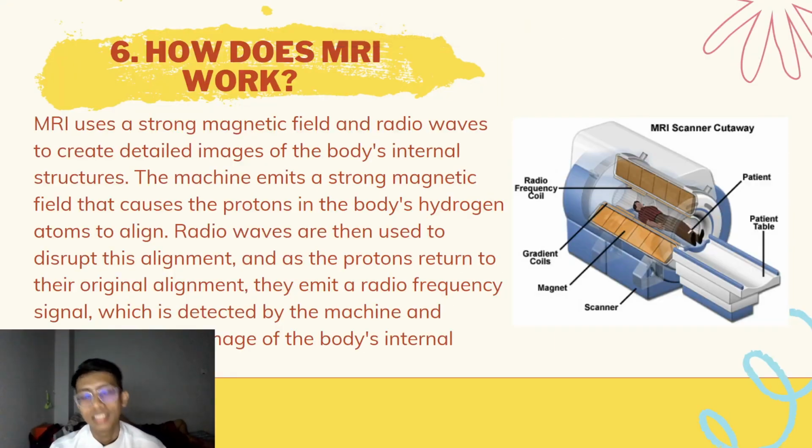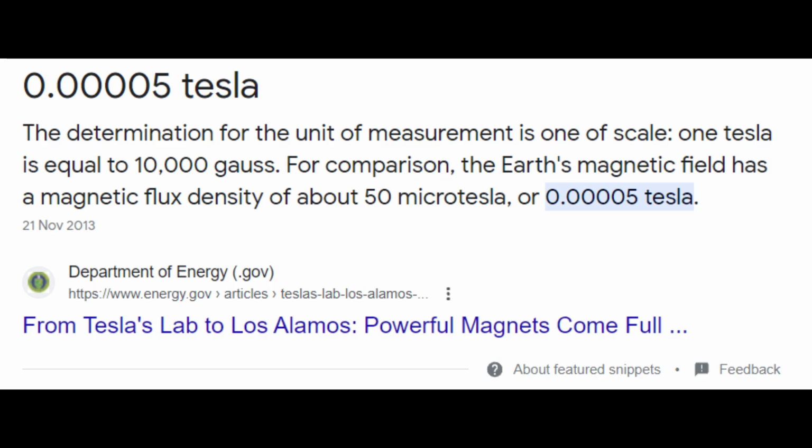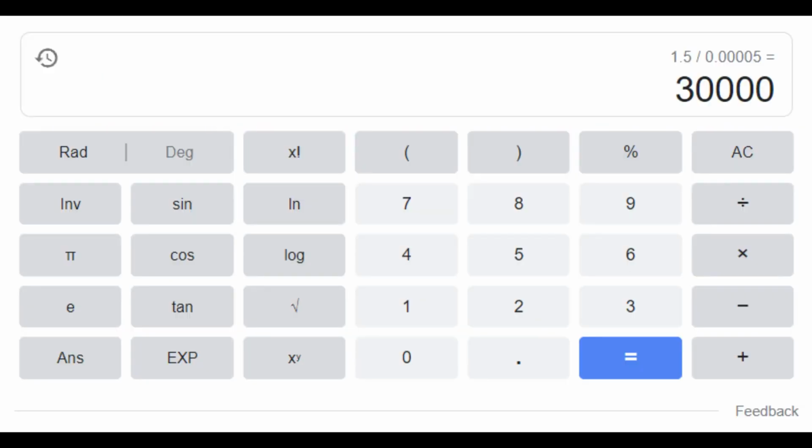MRI this, MRI that, but how does it actually work? For your information, MRI will produce two main elements, which are a strong magnetic field and radio waves. Before we go any further, I need to tell you something. The magnetic field that an MRI machine makes is 1.5 Tesla. To put that into perspective, the Earth's magnetic field is only 0.00005 Tesla. When you take that into account, the magnetic field of the MRI compared to the magnetic field of the Earth is 30,000 times stronger. So keep that in mind when you listen to what Zulharizi has to say next.